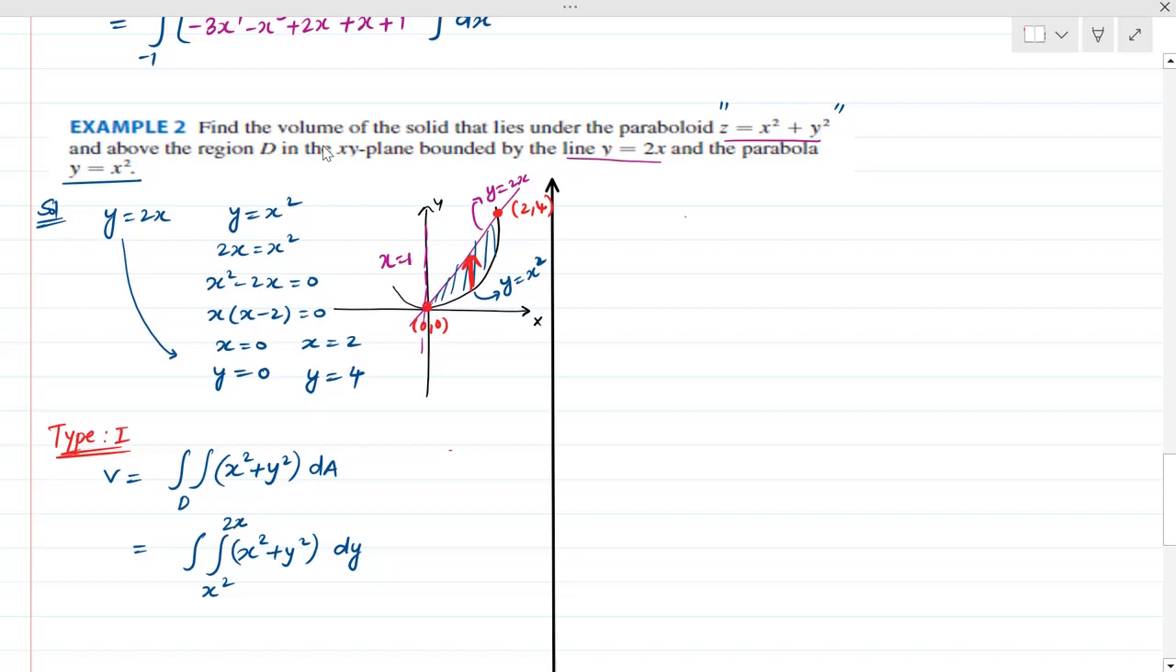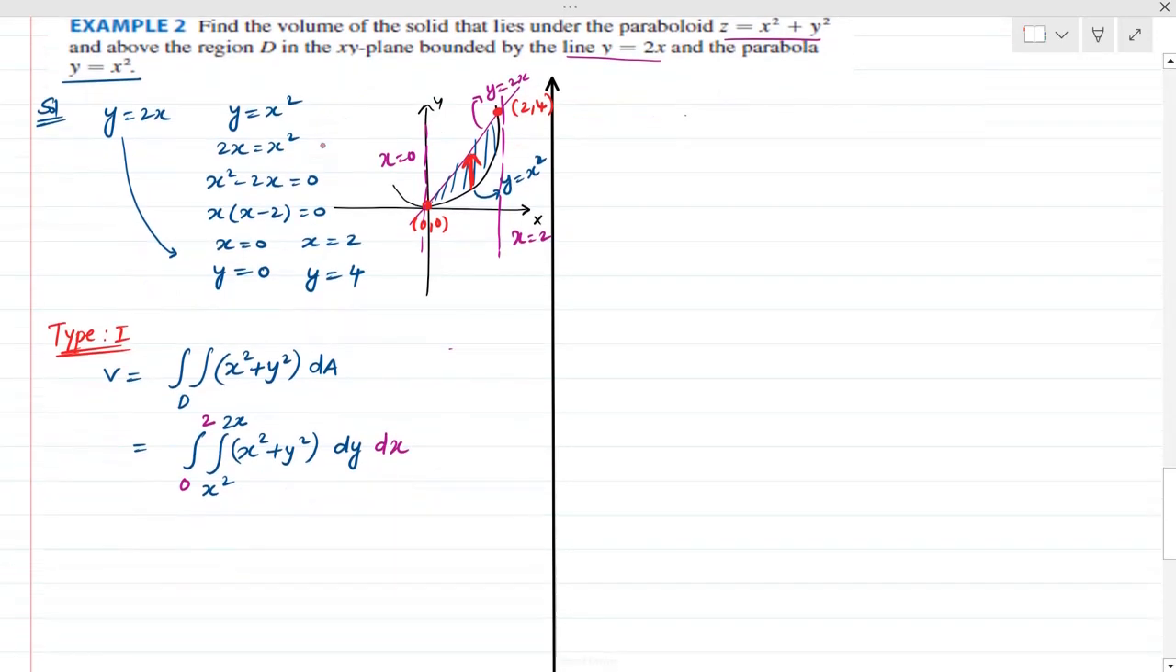This is x equal 0. And what is this line? X equal 2. So this is the outer limit. This is 0 comma 2, which is the limit of x. So this is how we will form the limit of the double integral.